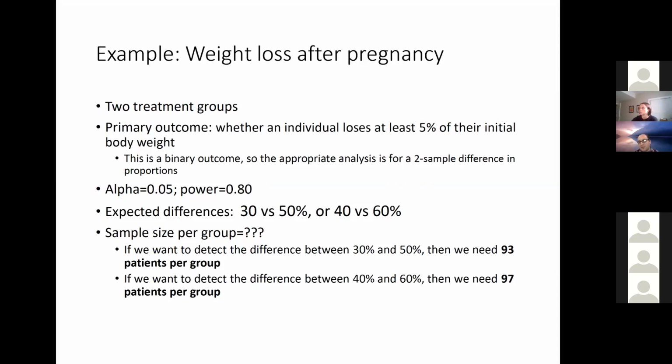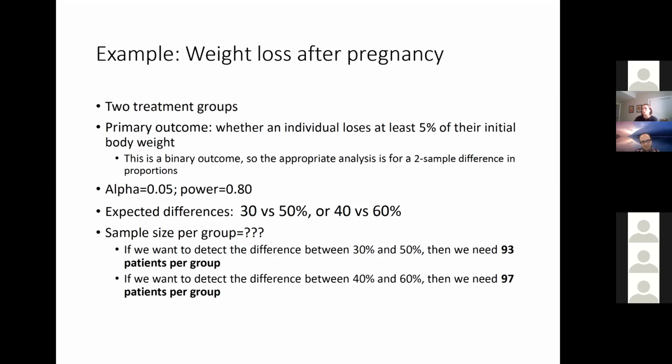But because this is a binary outcome, the sampling variability actually depends on the probabilities or the parameters that you're comparing. And that's not the case for a continuous outcome that's assumed to be normally distributed. So this is a key difference in power calculations for binary versus continuous outcomes.